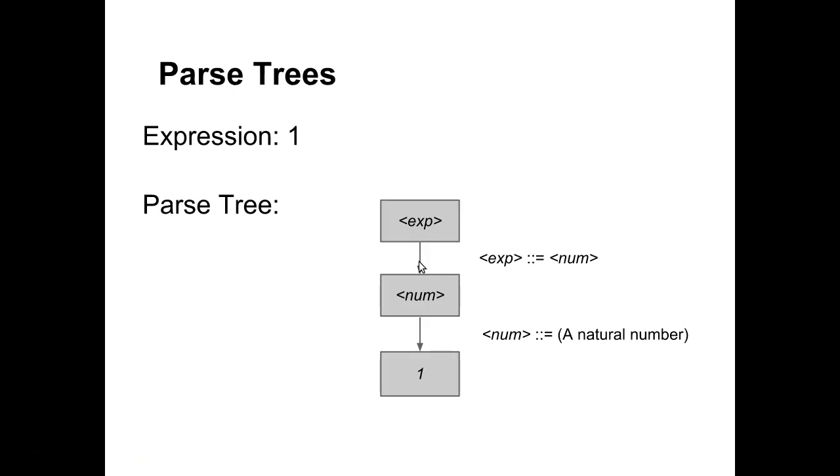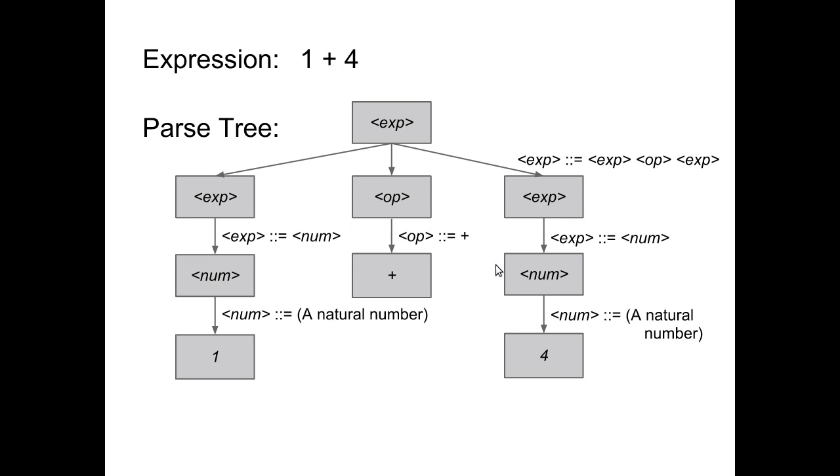Once we have a grammar like that, we can use it to take a string in the language and build a parse tree for that string. If we take the expression 1, we can see that 1 matches the rule. It's a natural number, so it is a num. And then a num matches the rule that it is an expression, because that was one of the options for the rule that defined what an expression was.